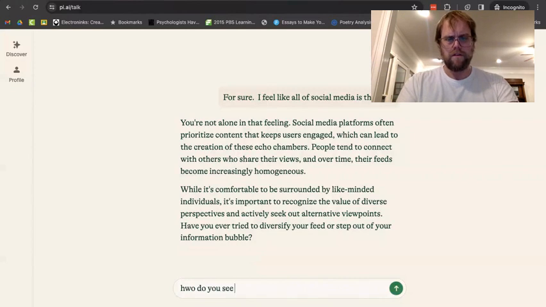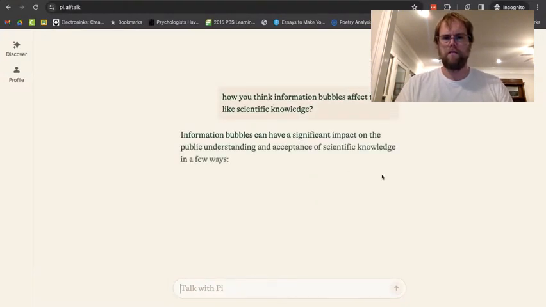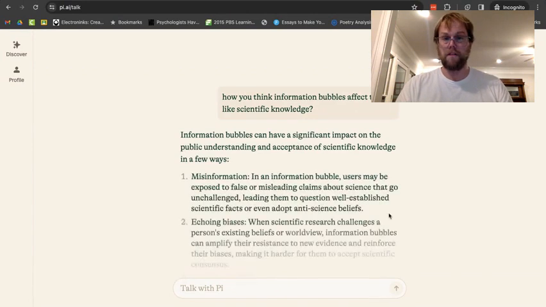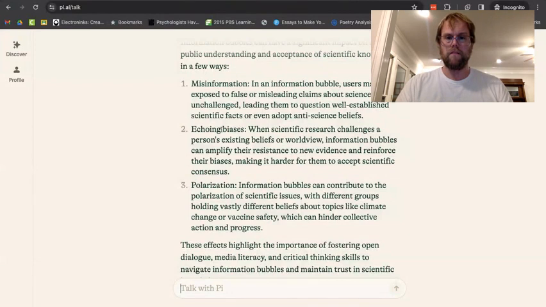How do you think information bubbles affect things like scientific knowledge? We'll do that. Information can have a significant impact on the public understanding and acceptance of scientific knowledge. Okay, so this is still giving us that, so that's neat. When we're thinking about climate change denial or something like that, this is sort of where we're hearing this polarization.